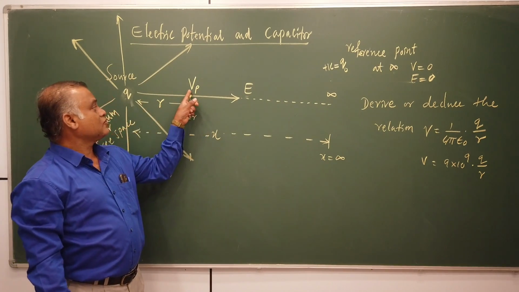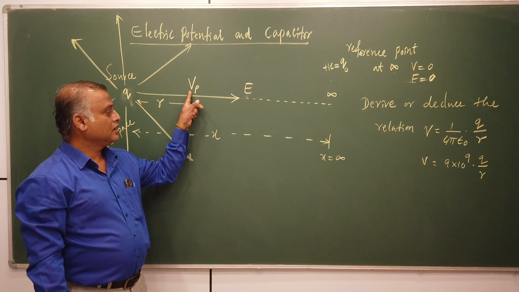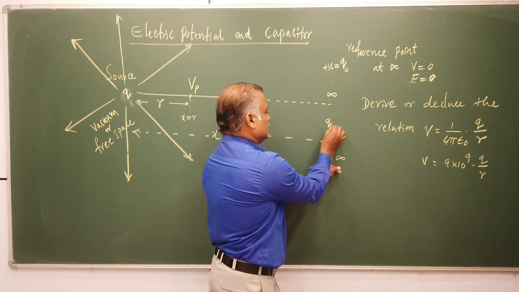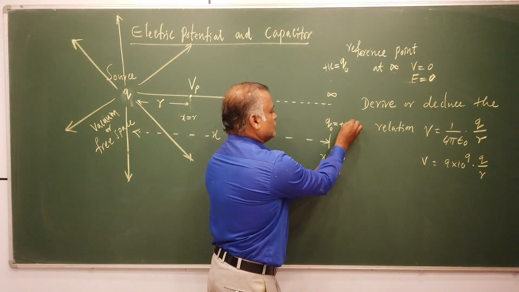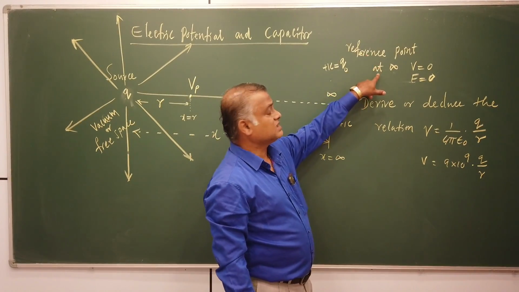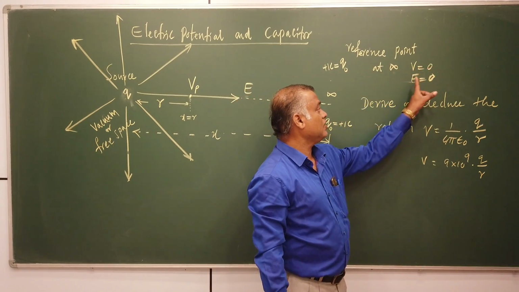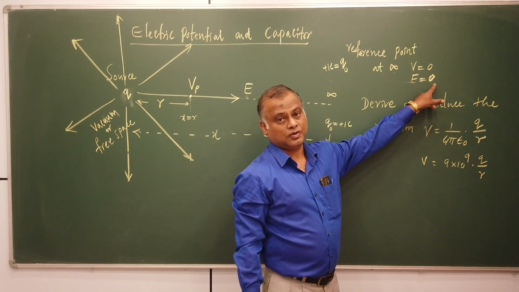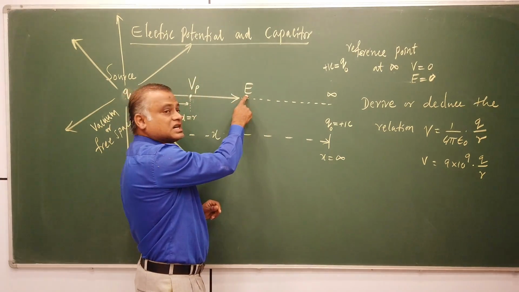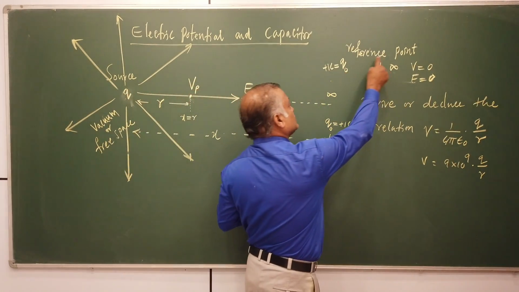For calculating potential at point P, we have to carry a test charge whose value is 1 coulomb of charge from infinity. This is taken as the reference point where potential is 0 and electric intensity is 0. To measure potential at a point in an electric field, we must choose some reference point.